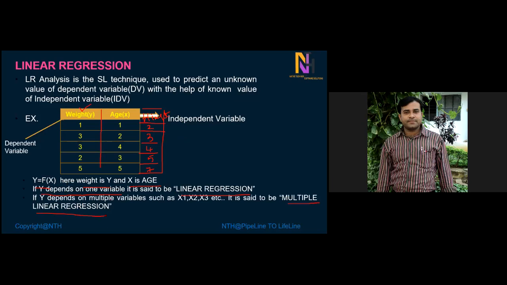If y depends on x1, x2, x3, x4, x5, any number of independent variables, such a model is called a multi-linear regression algorithm, or multiple linear regression algorithm. See, let us suppose we wanted to check whether a person is COVID positive or not. The symptoms are the input features.